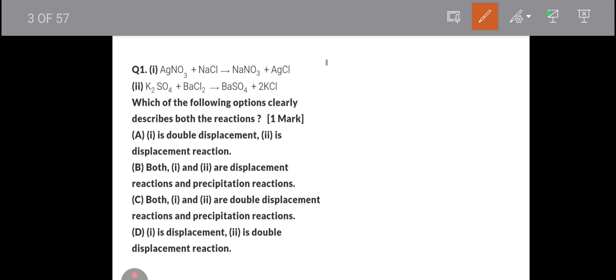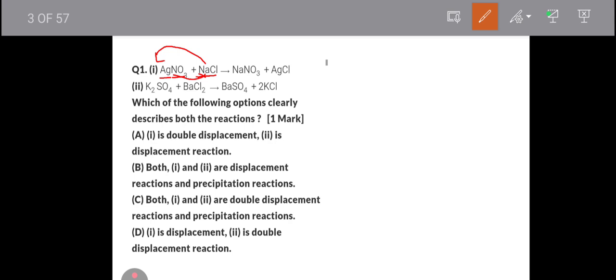You can see the first reaction: AgNO3, silver nitrate, we are taking, NaCl is there, and the product formed is NaNO3 plus AgCl. A double displacement reaction is taking place, right? That is, Na will be displacing Ag and Ag will be going in the place of Na. So what is the product that we are getting? NaNO3 plus AgCl. Same way, if we see the second reaction, K2SO4 plus BaCl2 gives BaSO4 plus 2KCl.